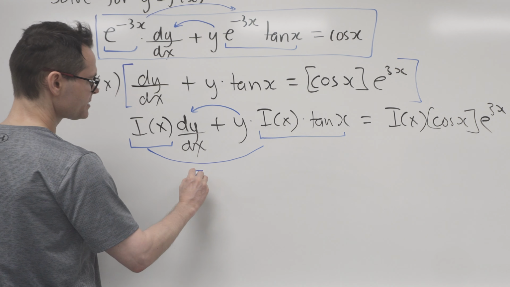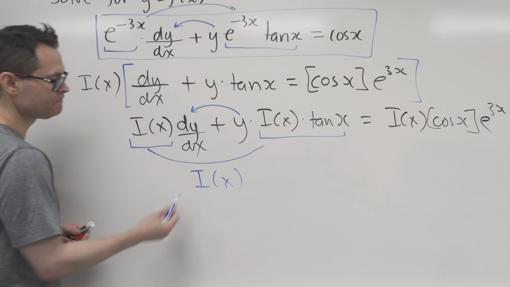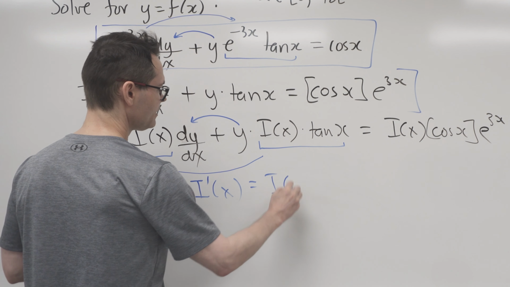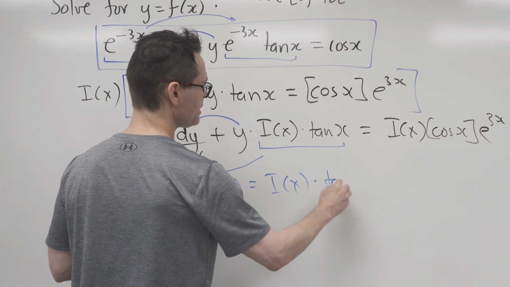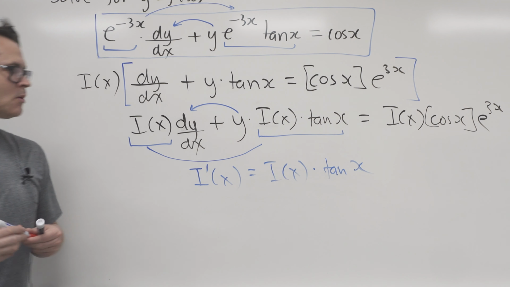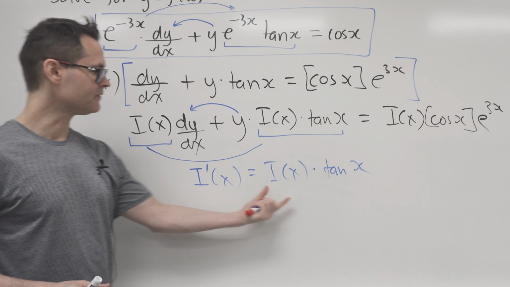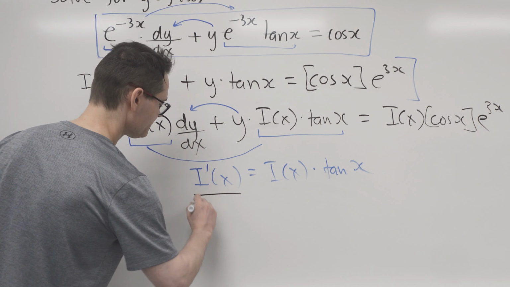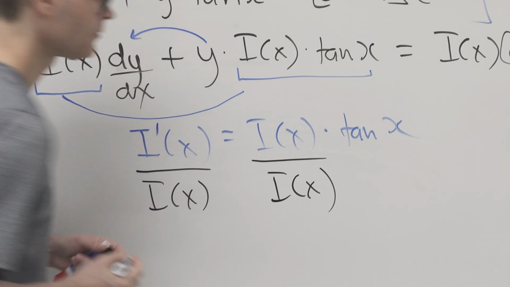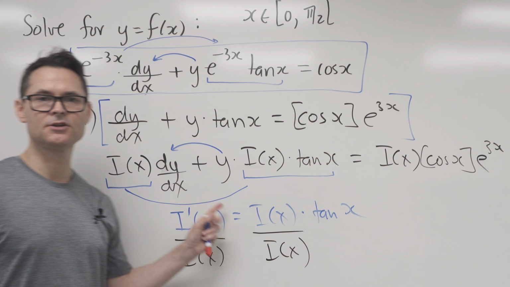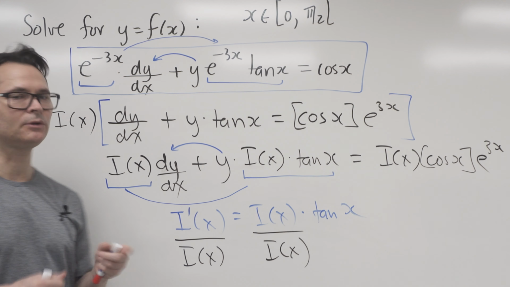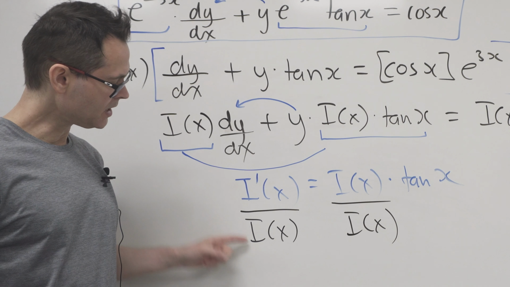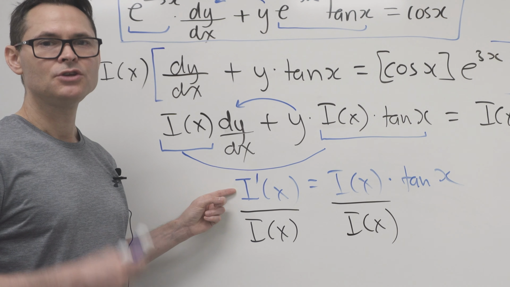So what I'm saying there is, what I'd like is a function, an integrating term, that when I differentiate, it gives me I(x) times tan x. Well, why is that useful? If I take I of x and divide on both sides, then I end up isolating the integrating factor exclusively on this side. Not only that, but this is a special pattern. If you have a function and in the numerator you have the derivative of it, you know the integral is the ln of it.